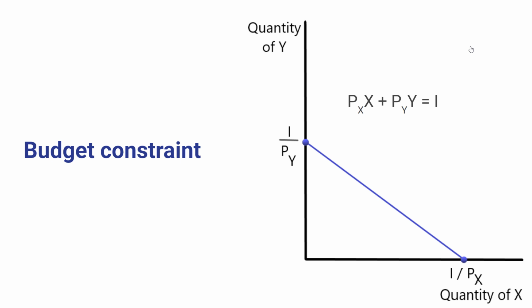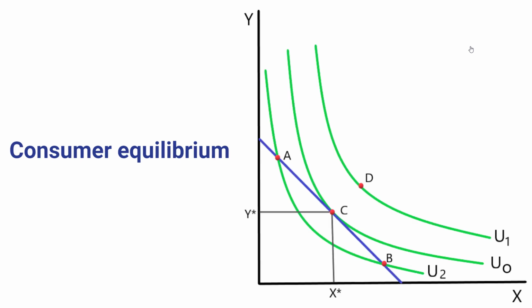What we're going to assume is that people are trying to get the highest level of utility they can, subject to their budget constraint. So we've added a budget constraint to this diagram containing the indifference curves U0, U1, and U2. Now, any point on the budget constraint is a point that this individual can afford. So, for example, points A, C, and B can all be afforded with this income of I and with these given prices of goods X and Y.